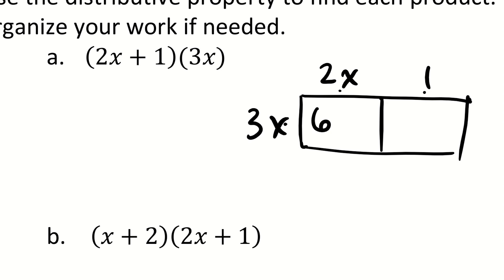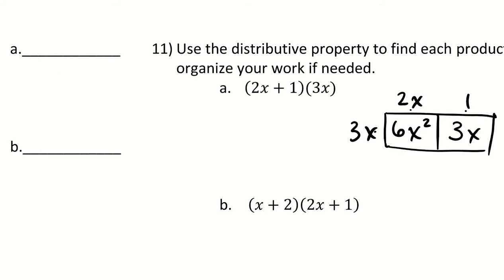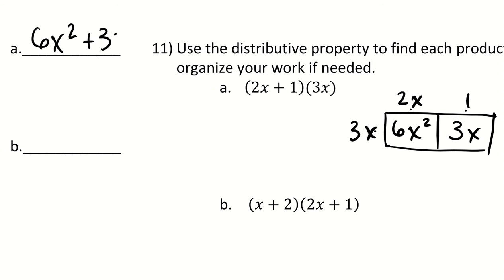This is going to be 6 times x squared. That's 2 times 3 is 6, and x times x is x squared. So that's the first box. The next one is just simply 1 times 3x, and 1 times 3 is 3, and I have an x that's coming along. So the product of this first one, using this very simple form of the distributive property, right, is just 6x squared plus 3x. And I can see that quite nicely.